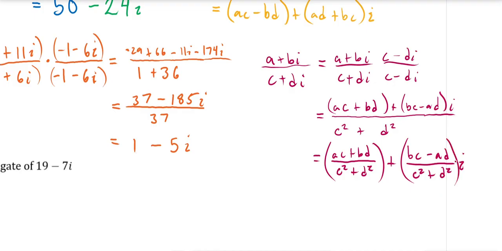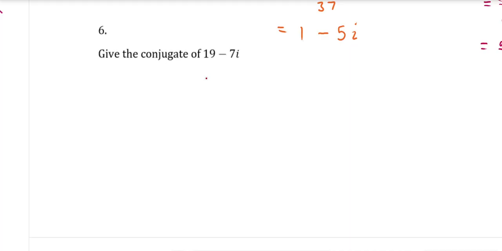This is a real number, this is a real number times i, and so we have the correct form of a complex number. So just remember this trick. What do you do to divide a complex number? You multiply by the conjugate of the denominator on the top and bottom. Here we have a question about conjugates. What is this conjugate? We simply change the sign of the imaginary part.